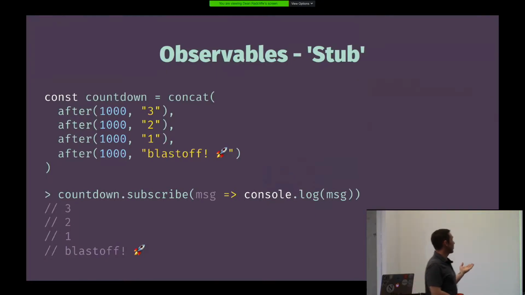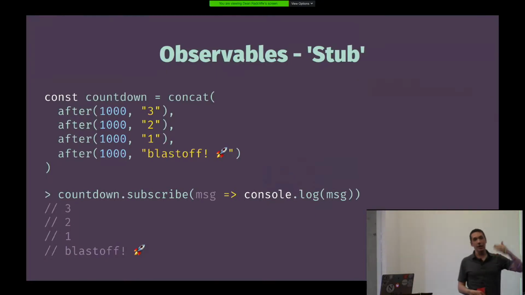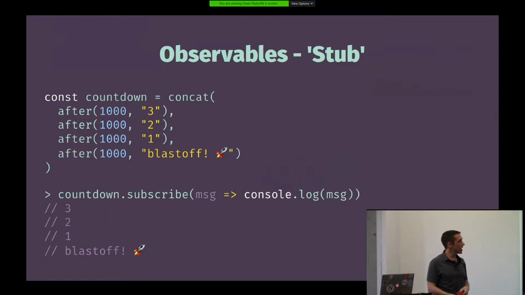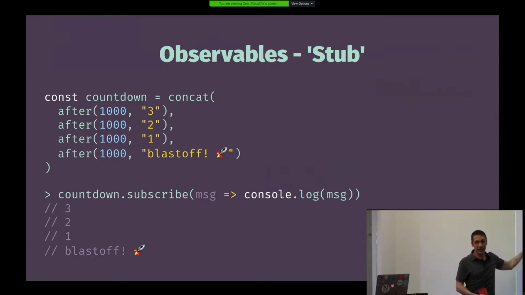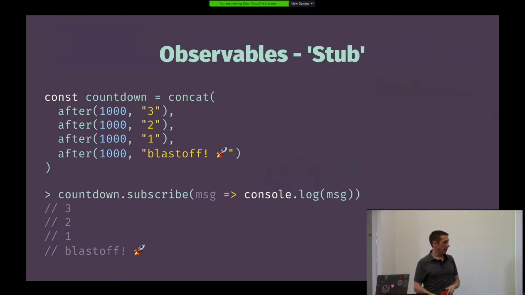For example, here is a stub observable. It is a thing over time. Observables are things over time: notifications over time, data over time, computations over time. And here you have the values 3, 2, 1, blast off, each occurring 1,000 milliseconds after the next and concatenated together. With a promise, you call dot then. With an observable, you call dot subscribe, and you get access to every single one of these. It does 3, 2, 1, blast off. I'm going to pause here for any questions on this slide.